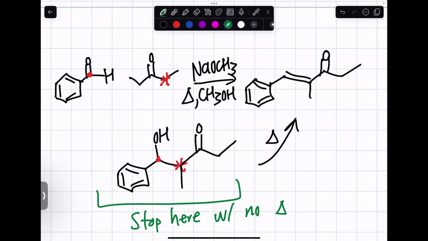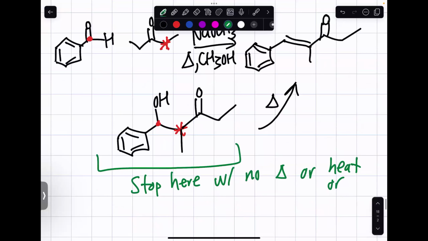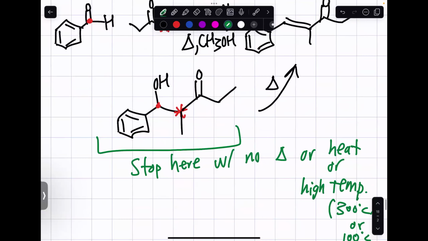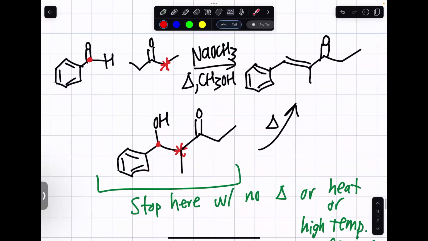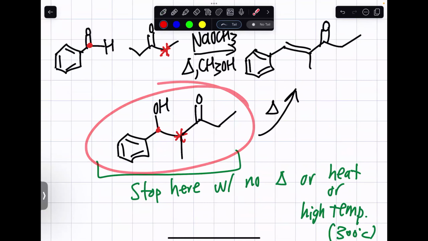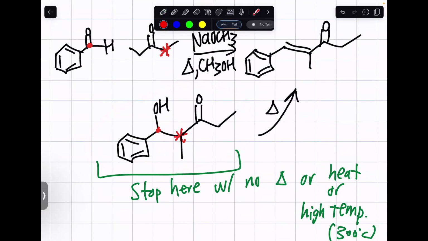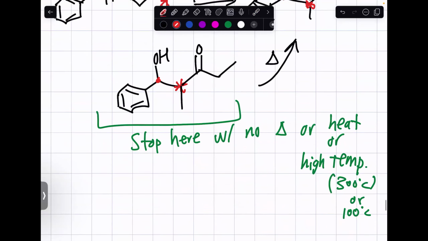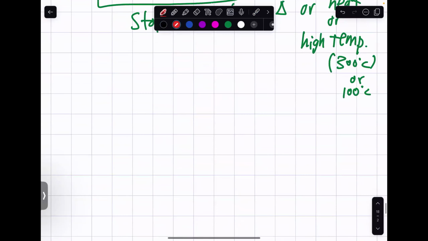If you don't see heat, or some high temperature, the test might give you 300 degrees Celsius or 100 degrees Celsius, any kind of heat. If you don't have any of this, you stop here with the OH, no double bond. But with heat, you make the double bond between the star and dot. Nice. Okay, so that was mixed. Let's go through intermolecular now.